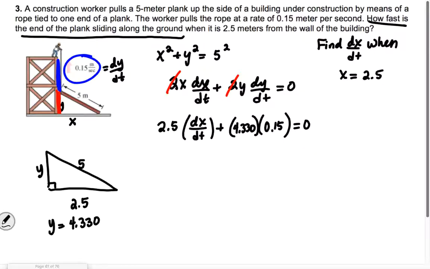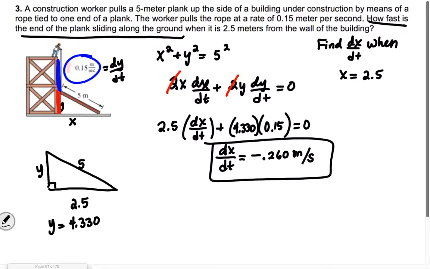Okay, so now you take that number in your calculator, multiply by 0.15, subtract it over, and then divide by 2.5. So if you do all those steps to solve for dx over dt, you get negative 0.260. Whoops, that's a 6. Negative 0.2598 something. Okay, so check it again. Yeah, it's 0.15, not 0.015, right? So do 0.15.